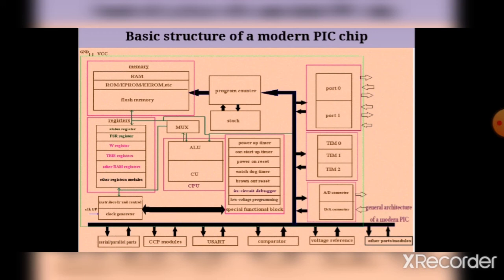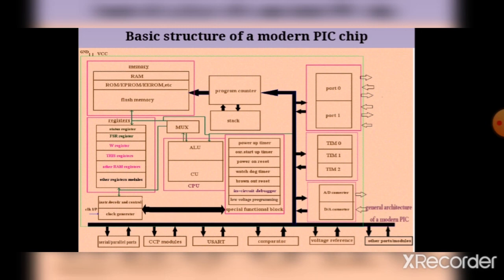And there are some additional circuitries, additional modules you can call: power-up timer, oscillator start-up timer, power-on reset circuitry, watchdog timer, brown-out reset circuitry, and low voltage programming. These are all the additional modules available in this PIC family. So we have two reset circuitries, that is power-up reset and brown-out reset. All these modules we are going to study in detail with respect to this PIC microcontroller.